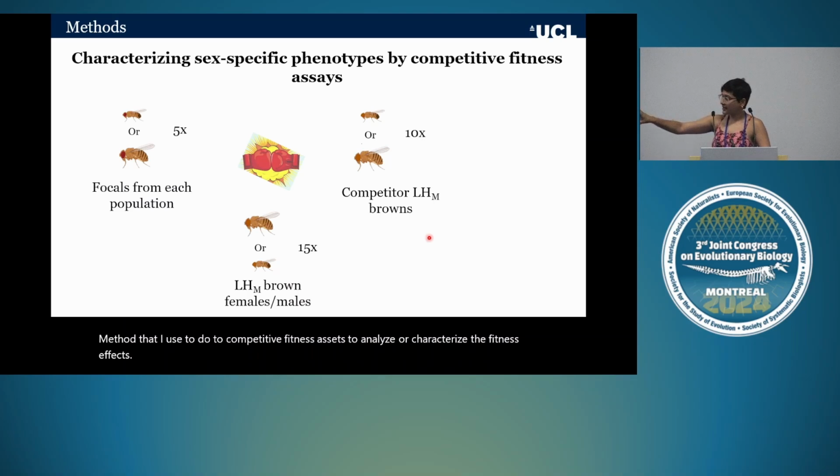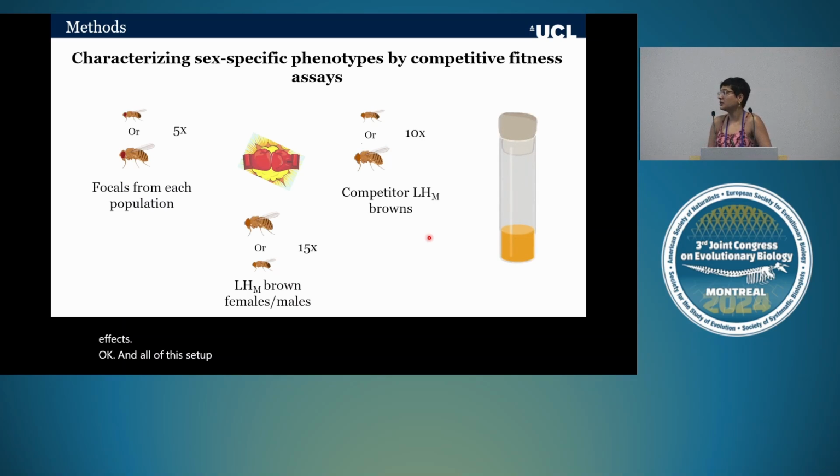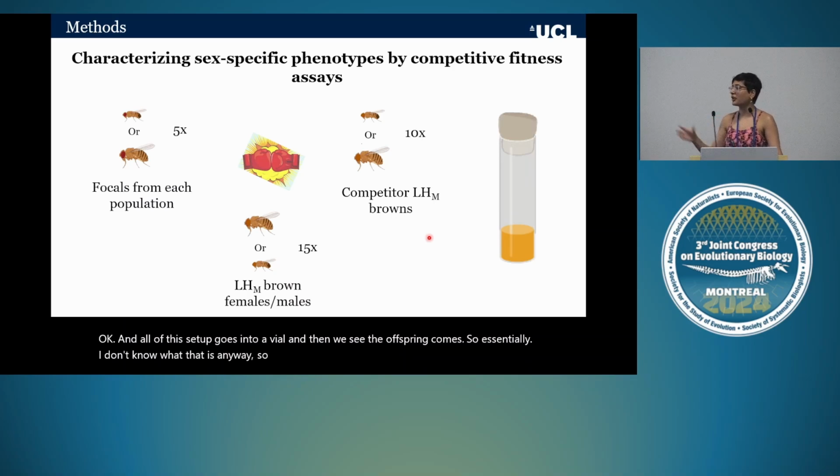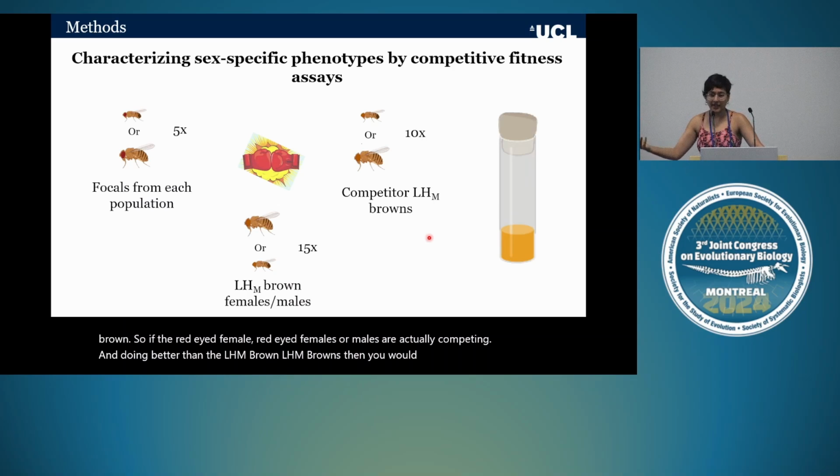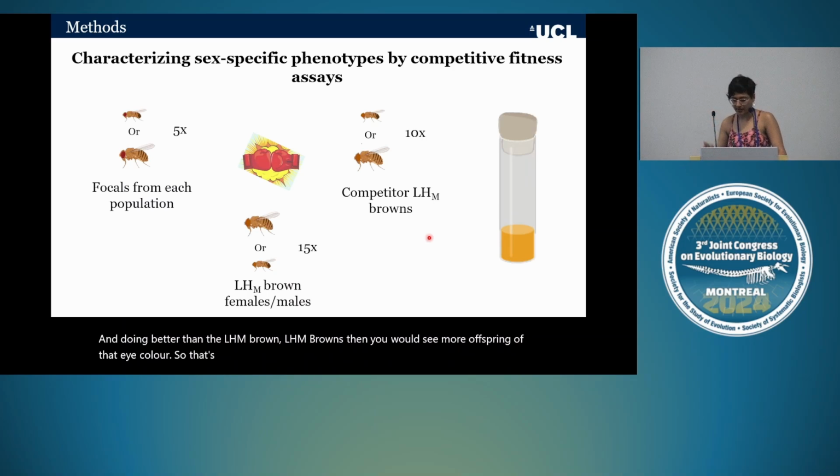Okay, and all of this setup goes into a vial, and then we see the offspring counts. So essentially we look for the proportion of red versus brown. So if the red-eyed females or males are actually competing and doing better than the LHM browns, then you would see more offspring of that eye color. So that's why we use the brown and red, yeah?